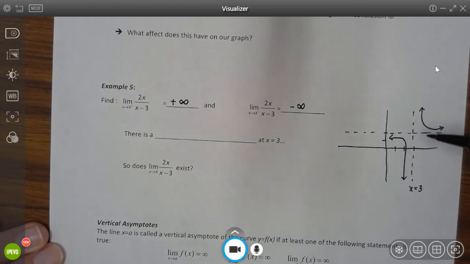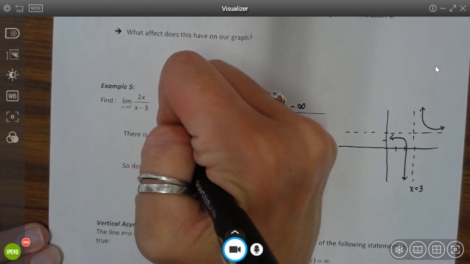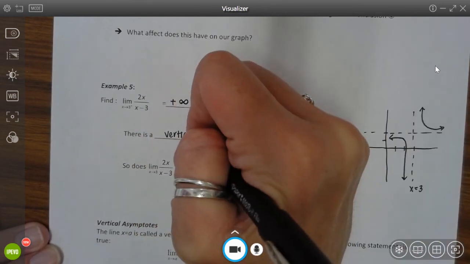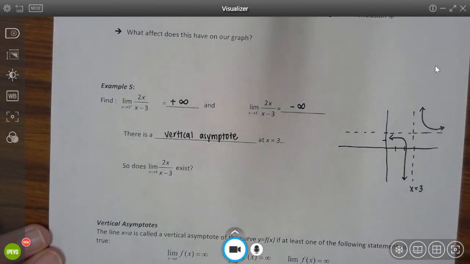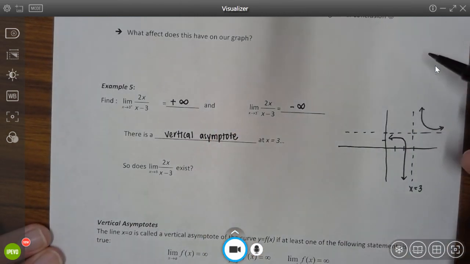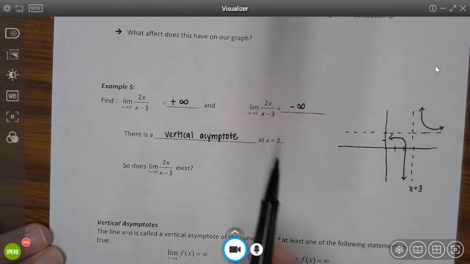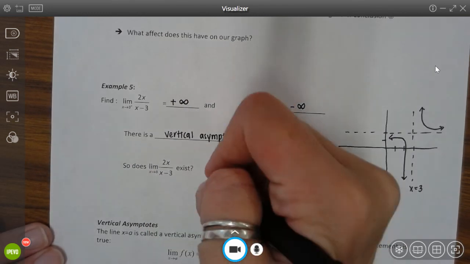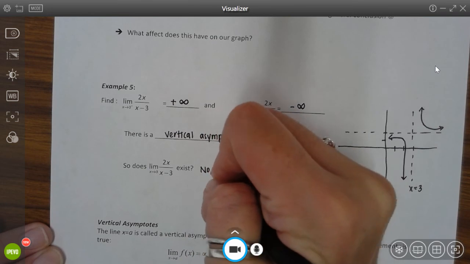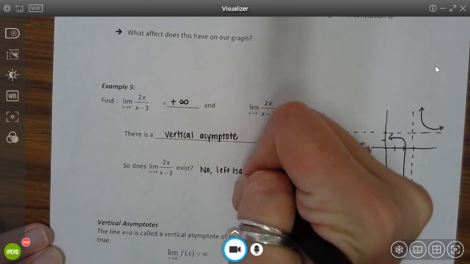So why is this happening? Well, here's that vertical asymptote. This is why graphs increase or decrease without bound, because of these vertical asymptotes. Since there is a vertical asymptote at x equals 3, does the limit exist? Well, no, because one of the branches as we're approaching 3 is going upwards, and one of the branches as we're approaching 3 is going downwards. Like I was saying above, these have to be exactly the same in order for the limit to exist as a whole. So in this case, the left-hand limit does not equal the right-hand limit.